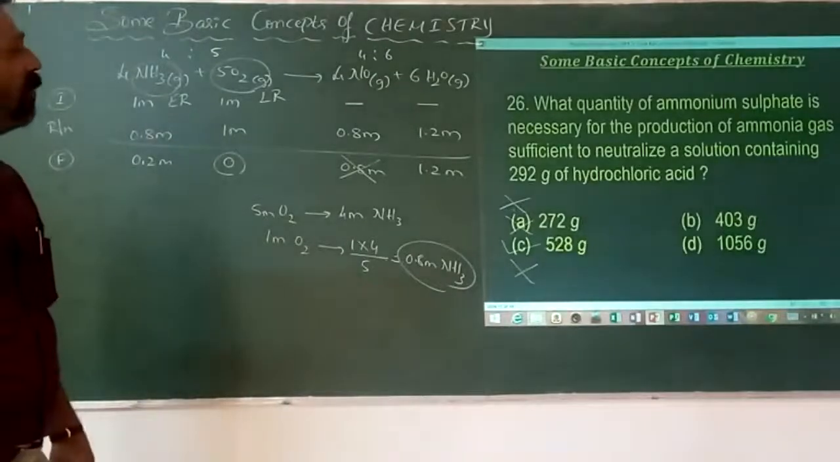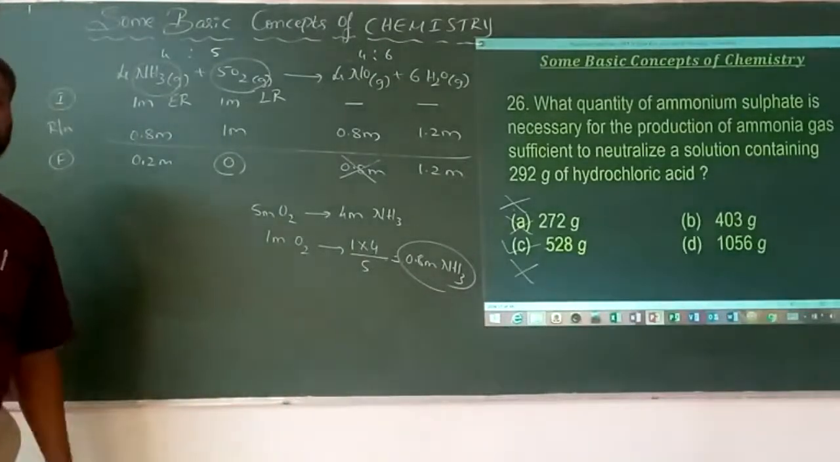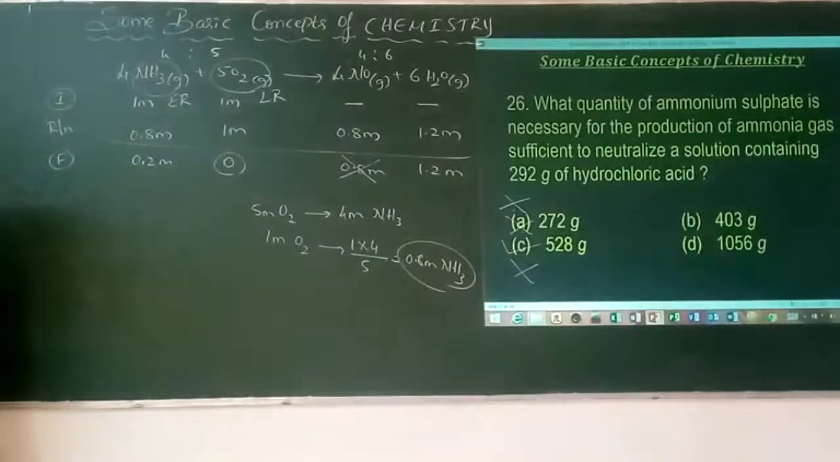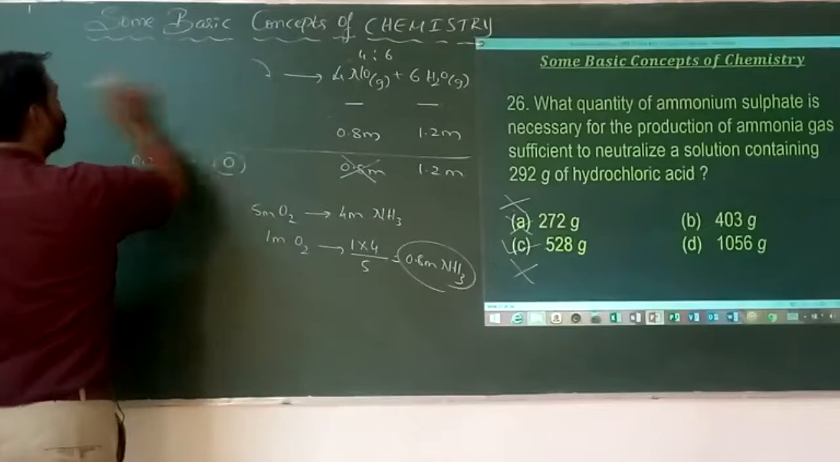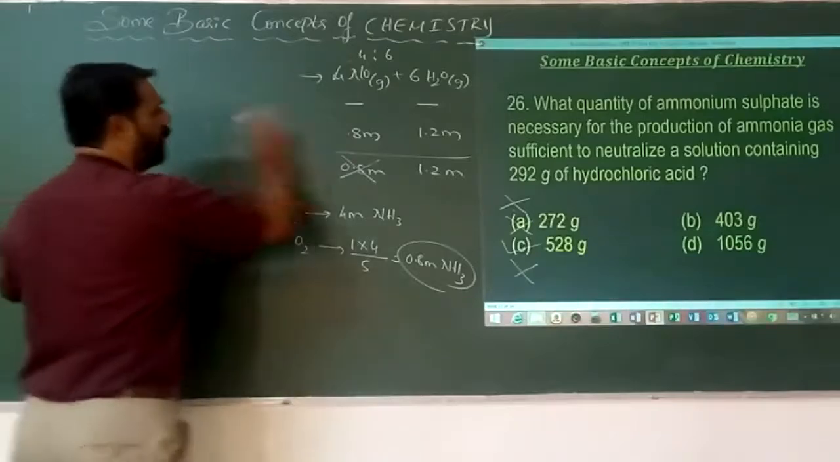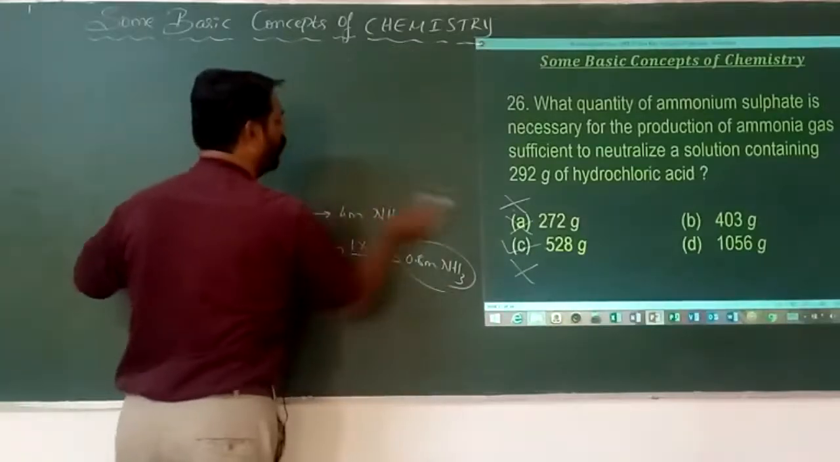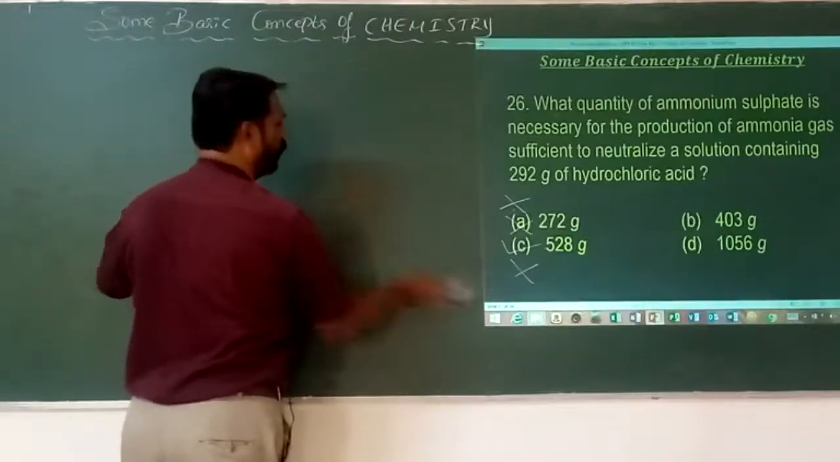What quantity of ammonium sulfate is necessary for the production of ammonia gas sufficient to neutralize a solution containing 292 grams of which acid? Hydrochloric acid.